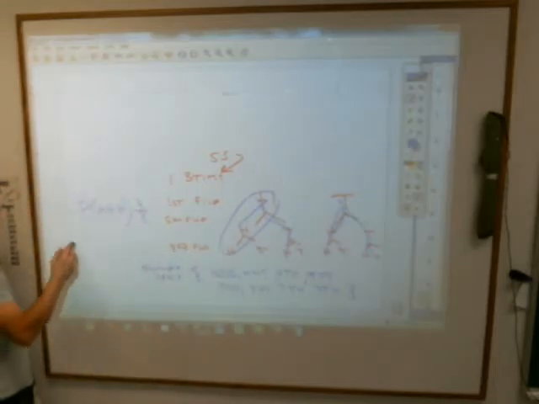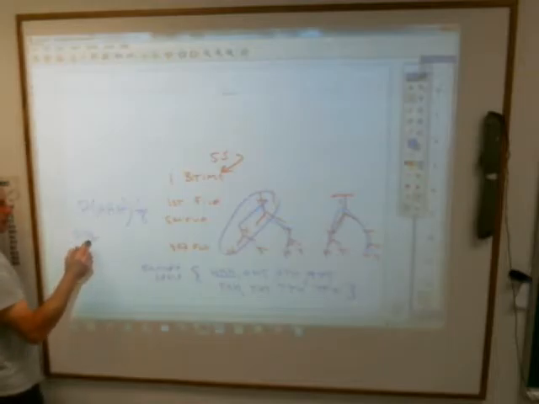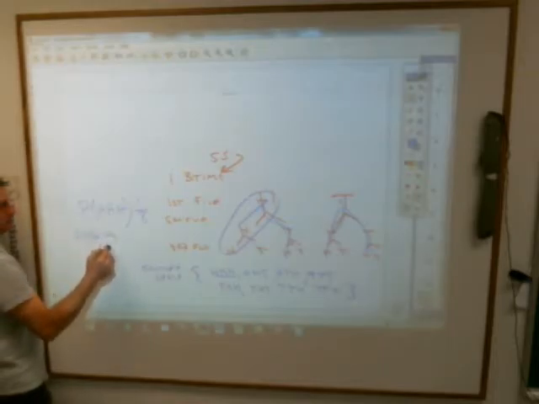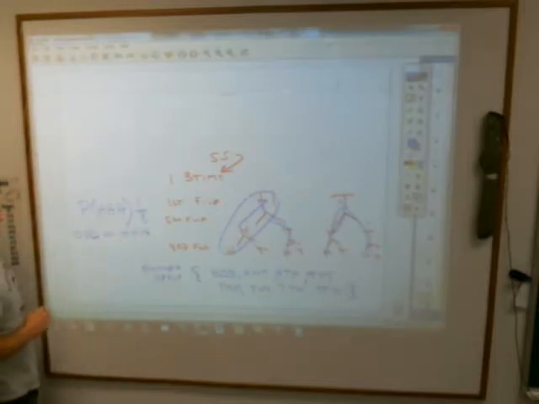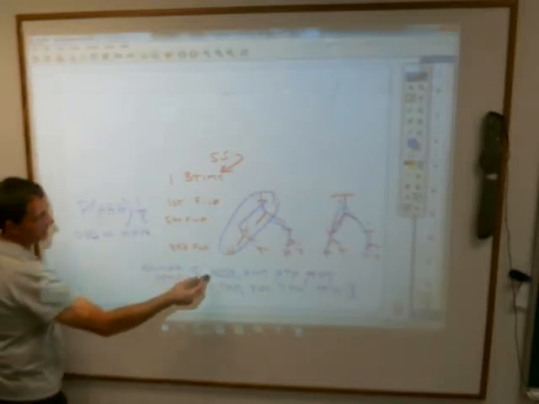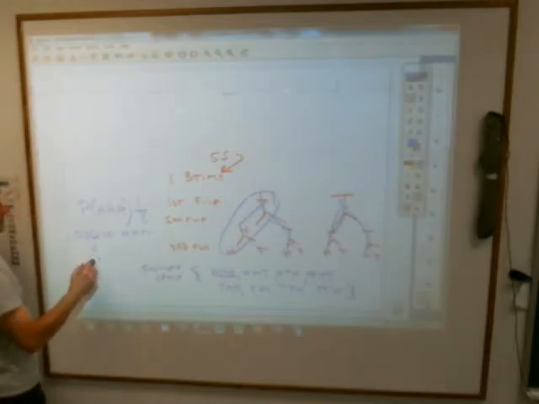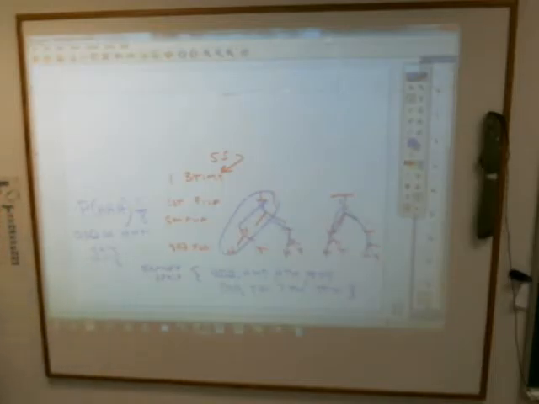What is the odds of getting the head, head, head? How many head, head, heads are there? 1. How many not head, head, heads are there? 7. Your odds are 1 to 7. Probability 1 to 8, odds 1 to 7.